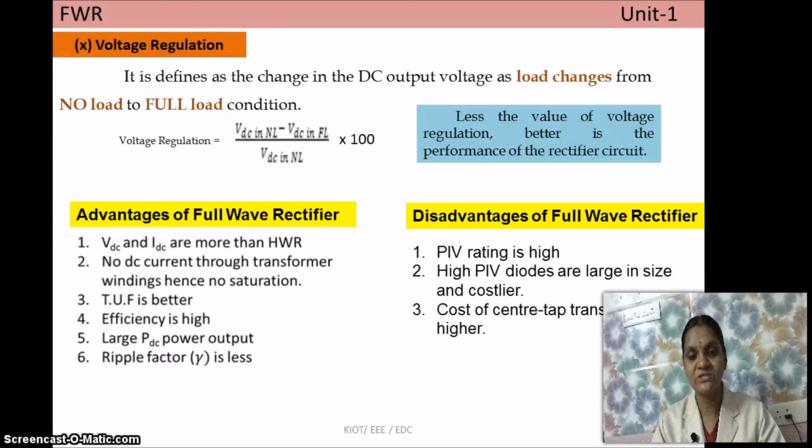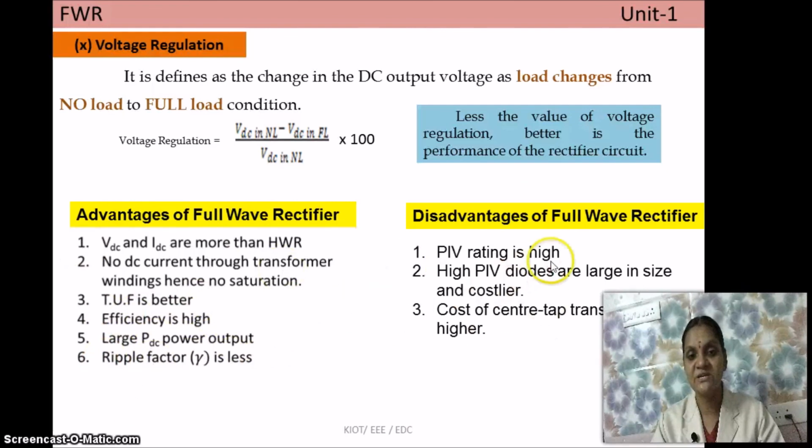Voltage regulation is better. So, putting together all these points: VDC and IDC are high, and there is no DC current in the transformer. The reason I say no DC current is that in the upper half and lower half of the transformer, both currents are equal and in opposite polarity, so they get cancelled. So the saturation current becomes 0. TUF is better, efficiency is high, power output is high, ripple is less. All these are advantages.